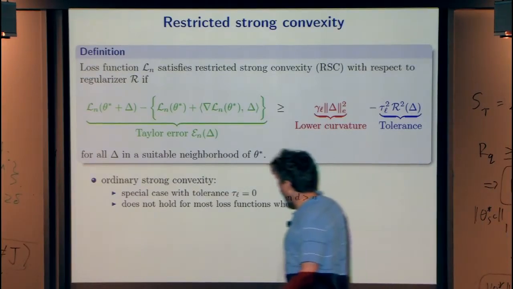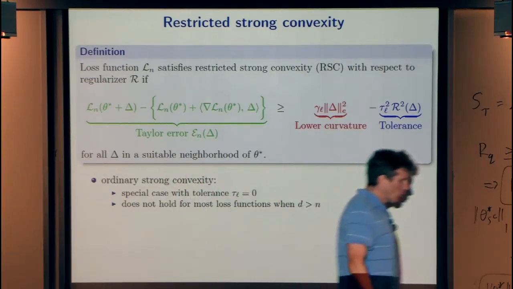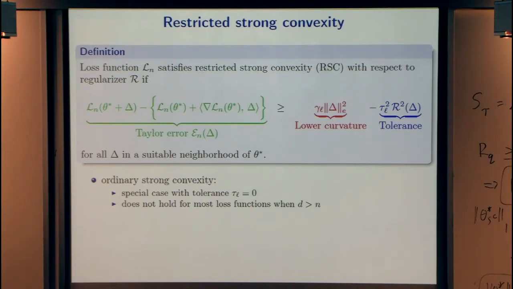Okay, so let me just be concrete. Ordinary strong convexity is a special case. We've already seen a result of this form this morning. We proved a random matrix result, which is showing that this kind of condition holds for L1. Right, so what did we prove this morning? We looked at least squares, and we showed that there's a class of matrices that with high probability satisfy this condition. So if you look at least squares, 1 over 2n y minus x theta squared.